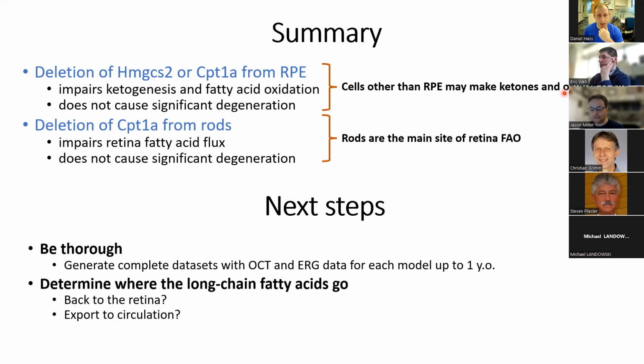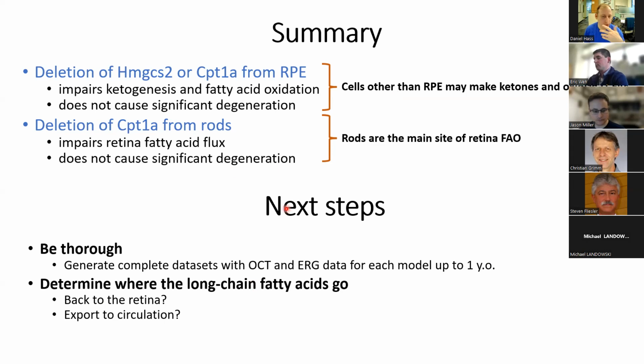And with deletion of CPT1A from rods, you impair fatty acid flux, but there's no significant degeneration. And we have learned that rods in the retina seem to be the main site of at least palmitate utilization, and that in the RPE, there are other cells that are contributing to that experimental output.